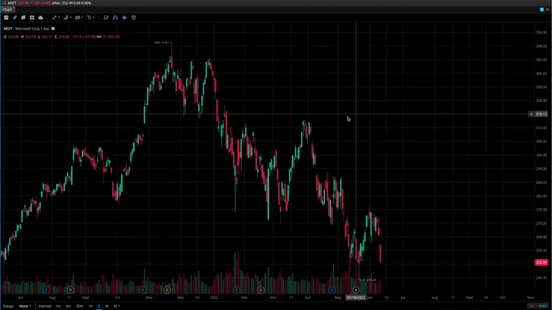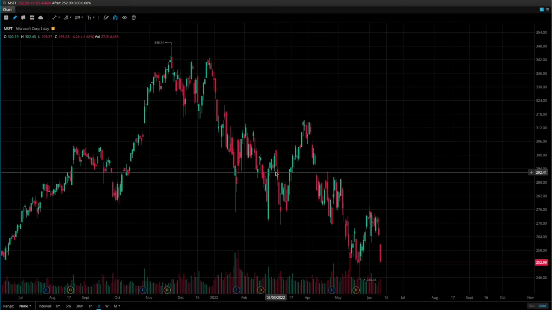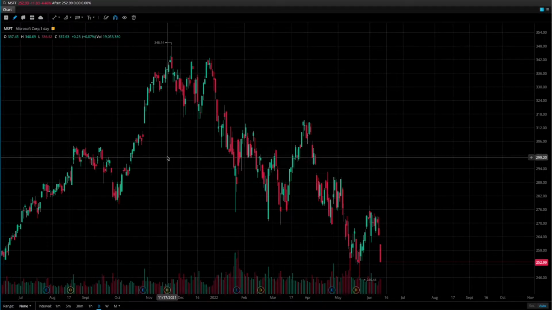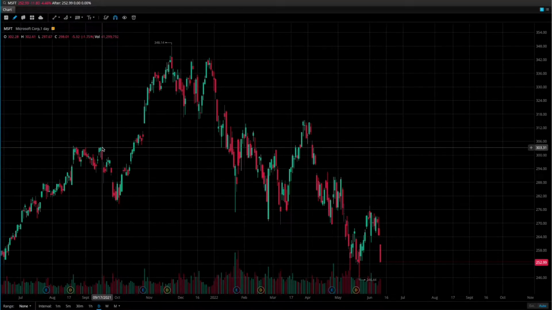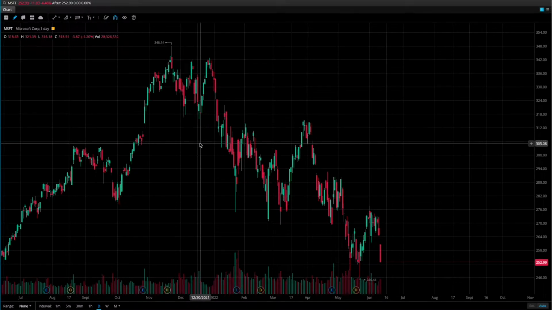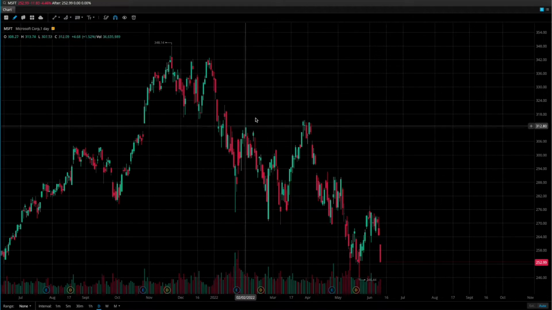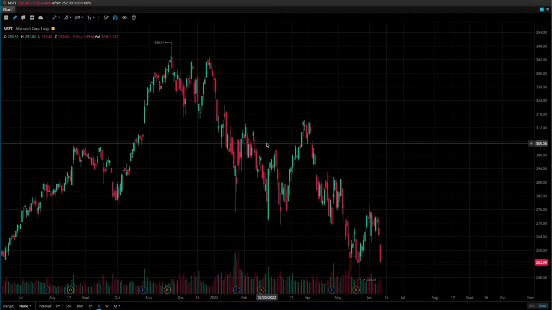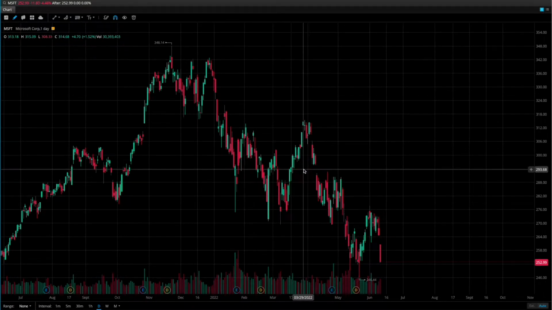So starting off, what is a support and resistance level? It's a price level where price either struggles to pass through, which would make it a resistance because it keeps getting rejected, or it bounces off of, which makes it a support because it keeps bouncing off of it.